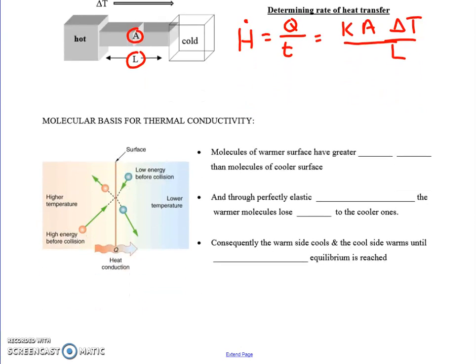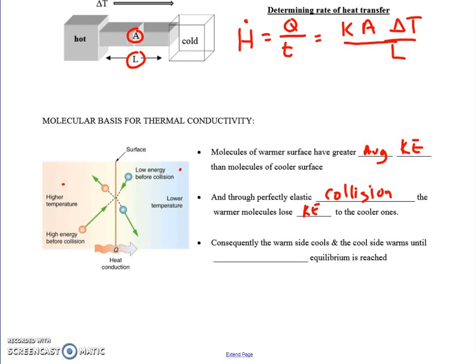All right, so we'll do an example in a second. But let's look at this from a molecular standpoint. So I have a hot reservoir here, a cold reservoir there, and we put them in contact so that the jiggling molecules can collide with one another, at least at that boundary, because if they're in a solid, they're not free to travel wherever they want. But it stands to reason that the molecules of the warm surface have a greater average kinetic energy than the molecules of the cool surface. That's one definition of temperature. And through perfectly elastic collisions, the warmer molecules are going to lose kinetic energy to the cooler ones.